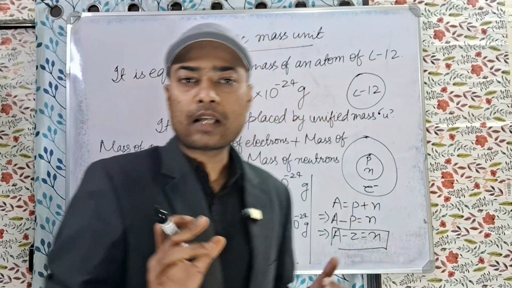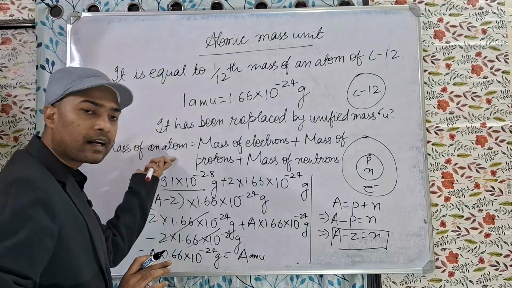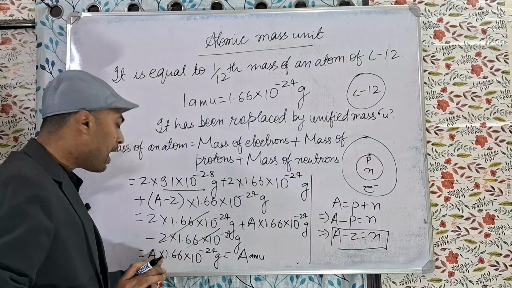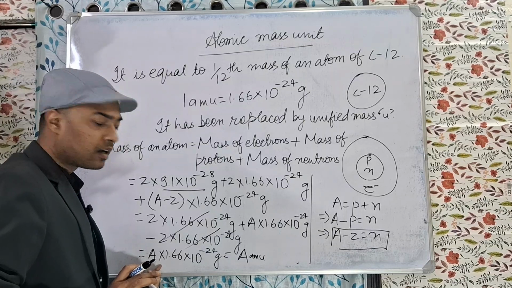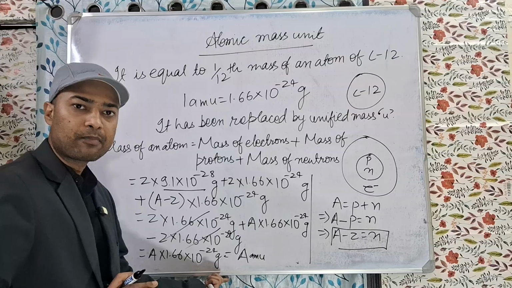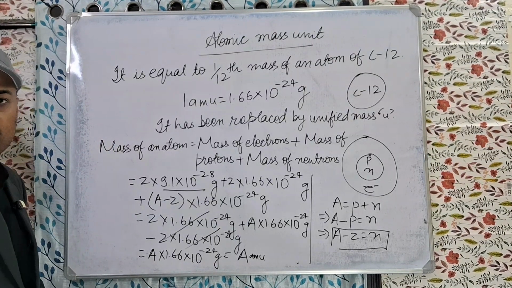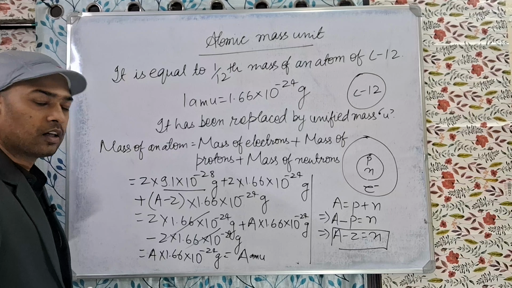Okay, so anyway, what does it mean? It means that the mass of an atom, if you know the mass number of an element, you can simply write the mass number AMU. I hope I am clear to all of you, correct? So now you can note it down if you want, and then we'll move to another topic.